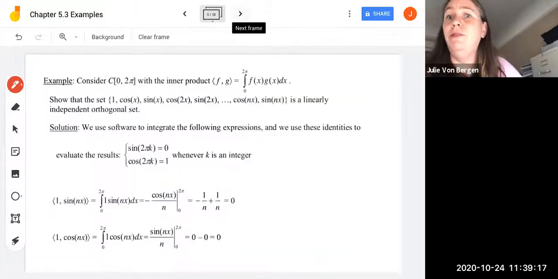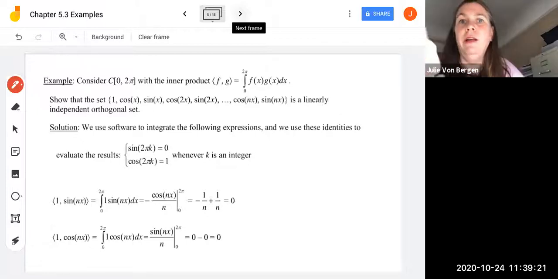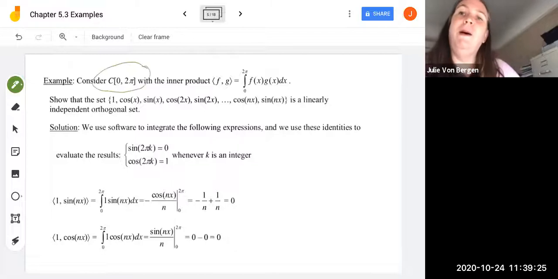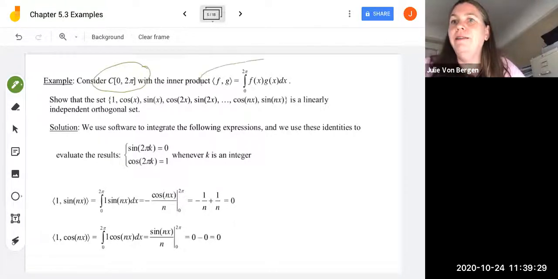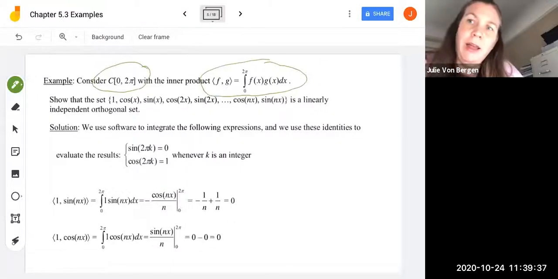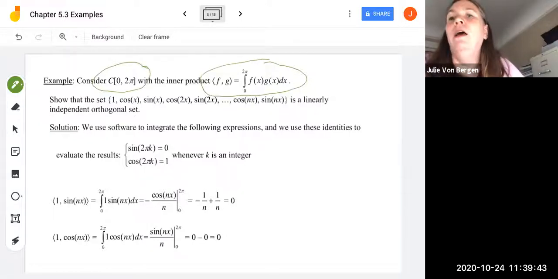All right, so let's do an example. We're going to shift away from R3 and look at the continuous functions on 0 to 2 pi. Then we define our inner product as the integral from 0 to 2 pi, with the beginning and end of the interval as our bounds, of the product of f(x) and g(x). We saw this inner product in earlier parts of chapter 5.